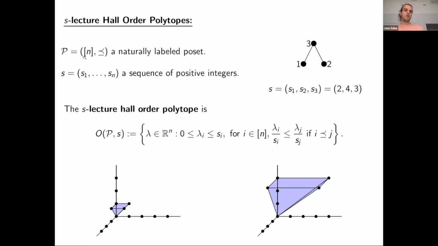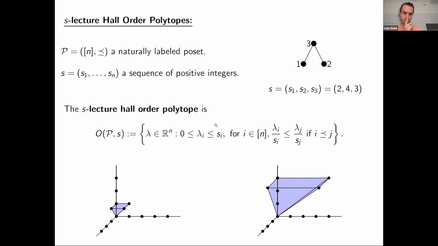So what do we do here? We take a naturally labeled poset P, such as the one depicted here, and we take again a sequence of positive integers, maybe 2, 4, 3. So 2 goes with 1, 4 goes with 2, and 3 goes with 3. Our lecture hall order polytope is defined by this collection of inequalities here. The ith coordinate is bounded between 0 and Si. And whenever we have an order relation i less than j in our poset, we should have the inequality lambda i over Si is less than or equal to lambda j over Sj. So similar to what we saw for our simplex.